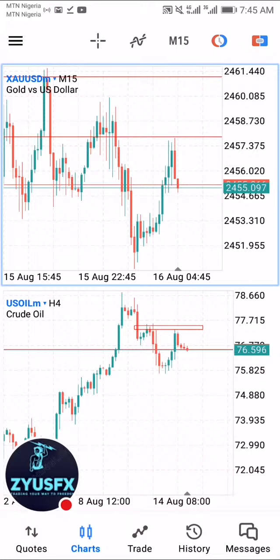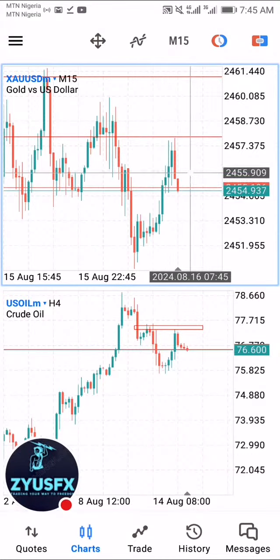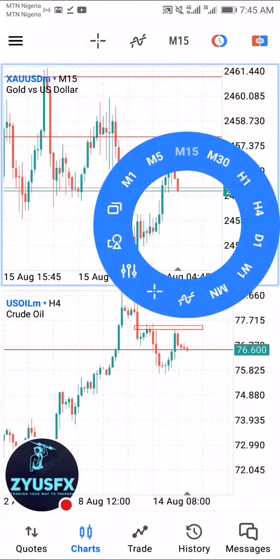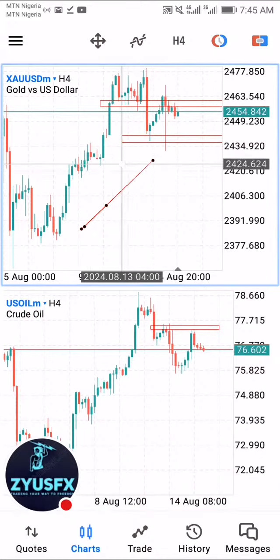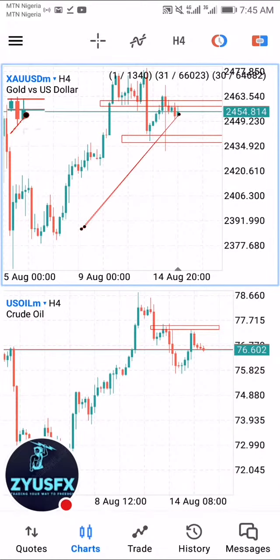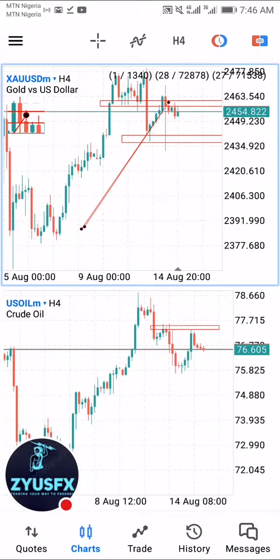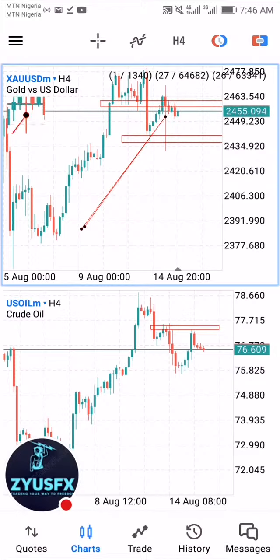So price is now pushing down. We can still sell this market and place our stop loss above. Let me show you on the 4 hour time frame. We can sell the market, place our stop loss above this level. It's still okay. Don't worry about this bearish week. It's because of the news. As long as your stop loss is above this key level, you're good for sales.